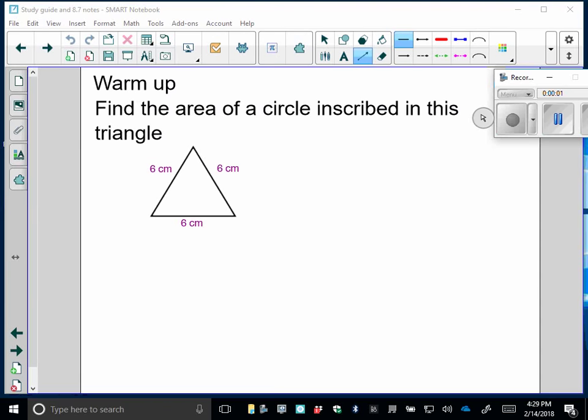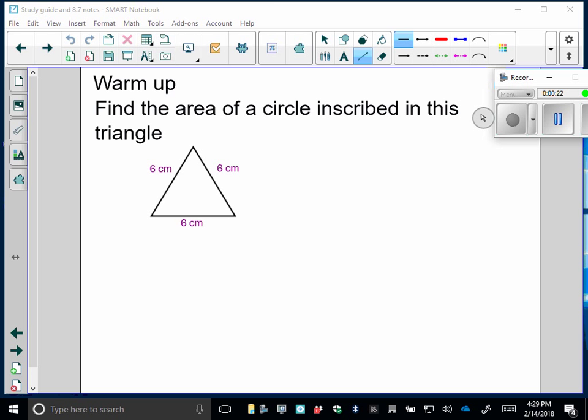This lesson focuses on area and surface area. In many of the problems today, you will also see the use of Pythagorean theorem, Pythagorean triplets, and simplifying square roots. This first warm-up is asking us to find the area of a circle inscribed in this triangle.